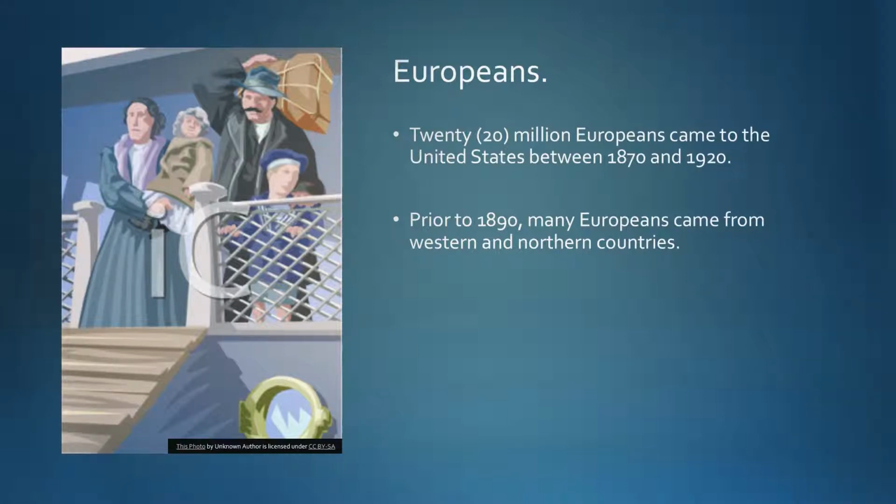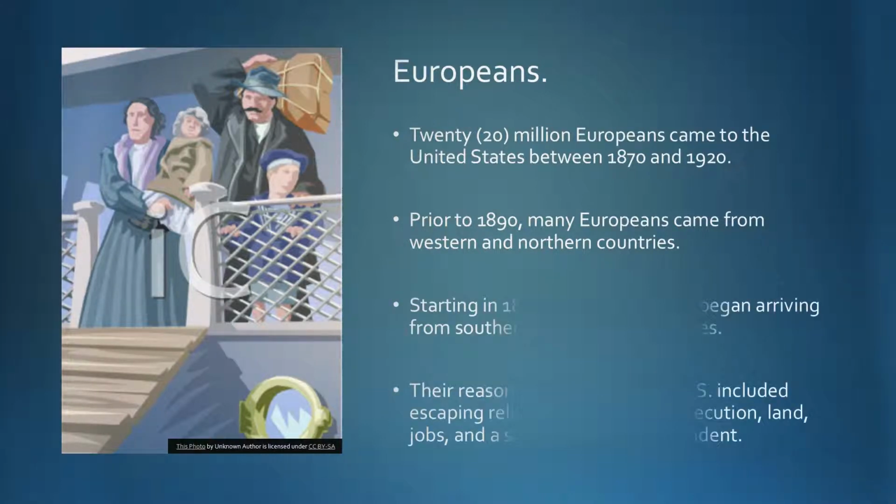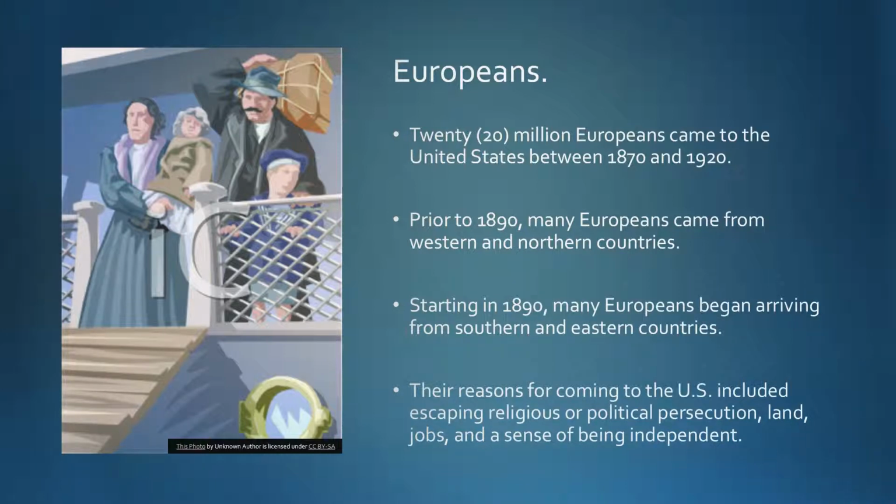Now, prior to 1890, many Europeans came from Western and Northern countries. We're talking about places like England, France, Germany, Ireland, places like that. Starting in 1890, however, many Europeans began arriving from southern and eastern countries, places like Italy, Greece, Russia, Poland, places like that.